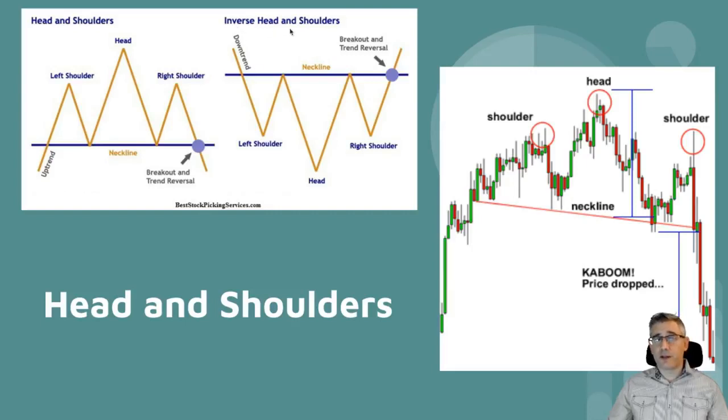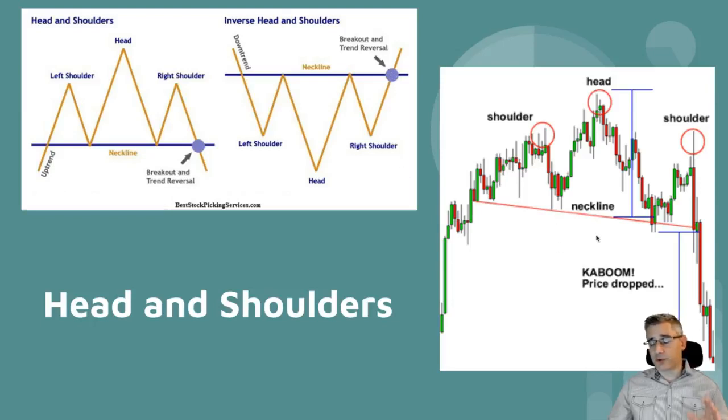Here's an inverse head and shoulders, or reverse head and shoulders. You can see the shoulders now are upside down, the head's upside down. And this is coming out of a downtrend, and this is a signal that it's going to reverse, or most likely will reverse, after it breaks the neckline.